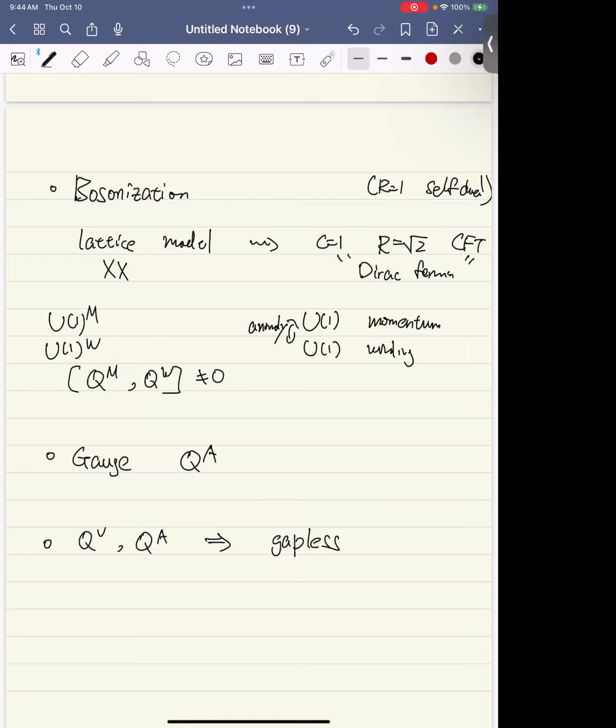Very good question. The answer is no. I'm gauging Q axial, and Q axial acts on both the left movers and the right movers. You can ask why I cannot gauge Q left. It's because Q left has an anomaly, so it cannot be gauged. So in the standard model, what you want to do is pick a global symmetry that is chiral, but does not have an anomaly.